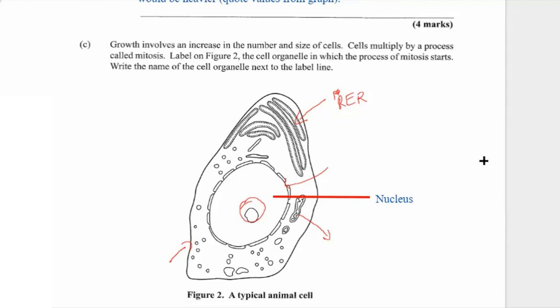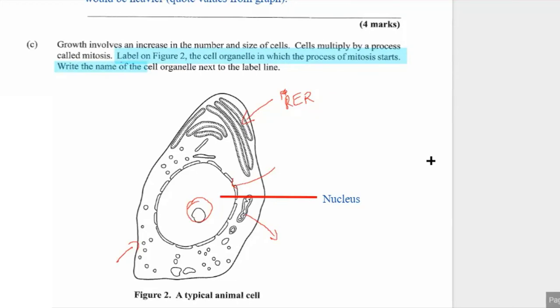Let's just look at the question again, and it's asking you to label on figure 2 the cell organelle in which the process of mitosis starts, and then write the name. And that's what we just did here. We labeled the nucleus and we put the name next to it.